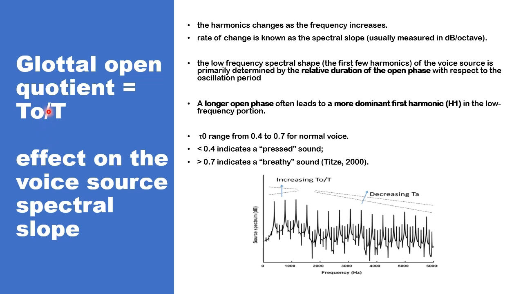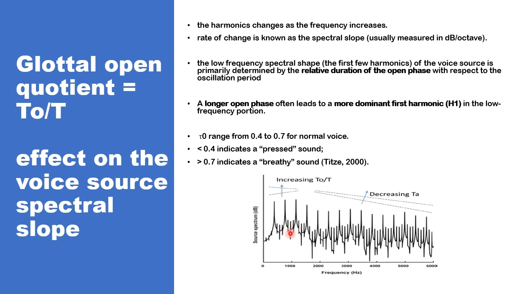The duration of the open phase in relation to the total duration of one vibratory cycle gives the glottal open quotient. This has its effect on the voice source spectral slope. If this ratio lies between 0.4 and 0.7, as in normal voices, fine. If it is less than 0.4, it usually indicates a pressed voice, and if it is more than 0.7, it's associated with a breathy and weak voice.